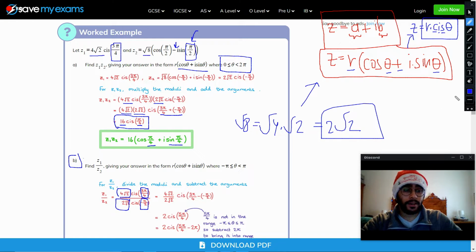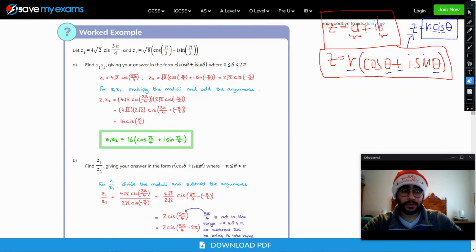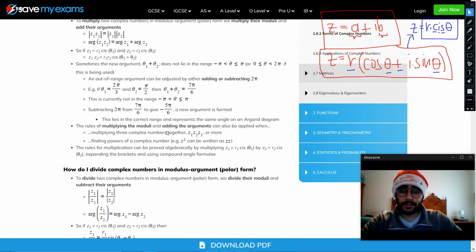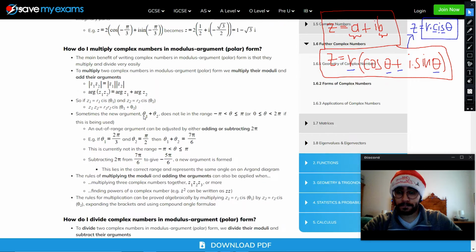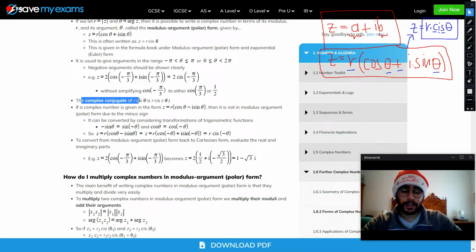In order to understand this, we need to go back to the notes. So this will be the solution. And remember that here we said the following. Where was it? Yes, the complex conjugate of r CIS theta is r CIS minus theta.